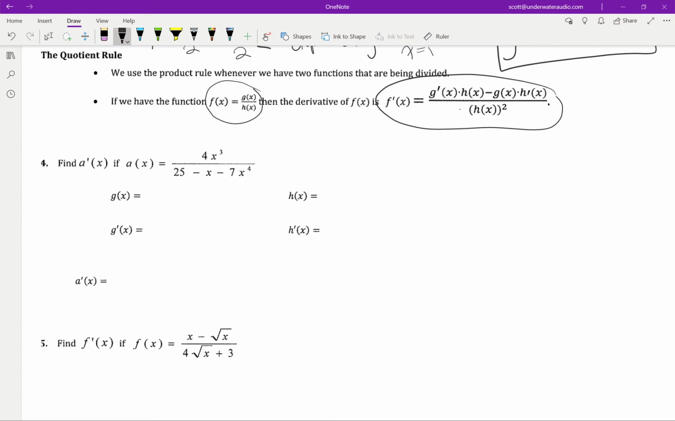bottom squared. Like, please, for the love of cake, put that on your note card, because no one can remember that. Put it on your note card so you don't have to remember it.